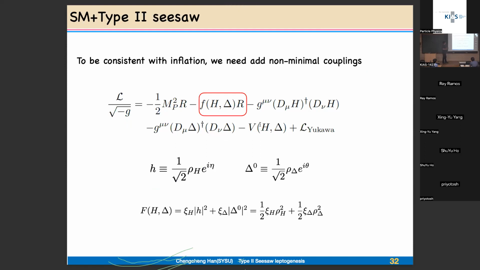Here, similar to the Higgs inflation, we also add the non-minimal couplings. Because we have two fields, we need to add it for the Higgs field and the delta field. These are two non-minimal couplings. This is very natural because we have two scalar particles. And then we have the potential and the Yukawa terms, and everything is here. But there's some difficulty because we have two non-minimal couplings, and the inflation becomes very complicated to calculate.